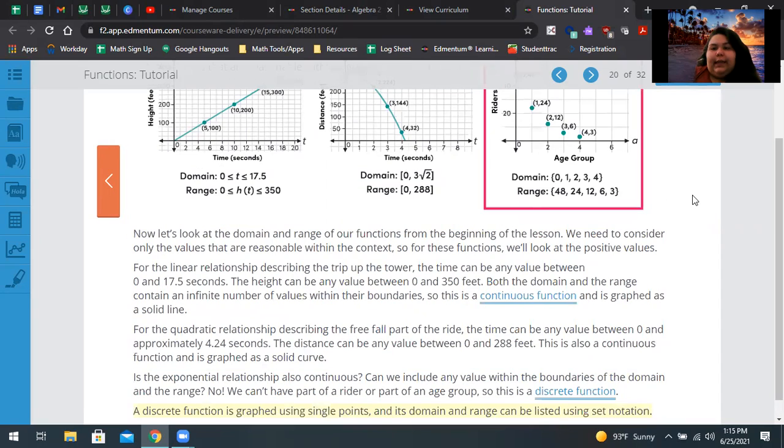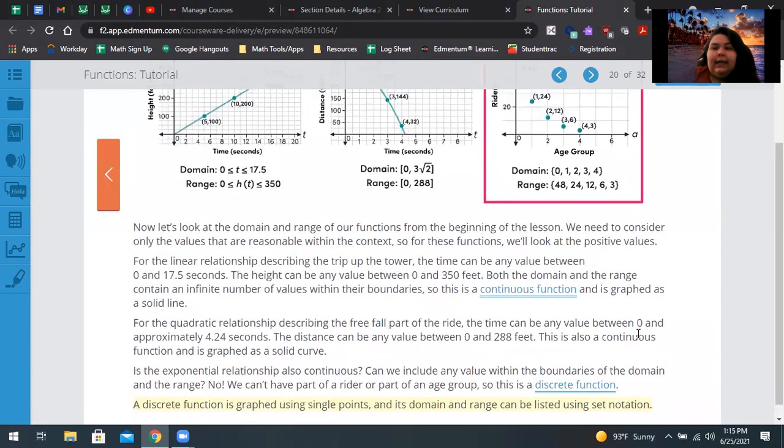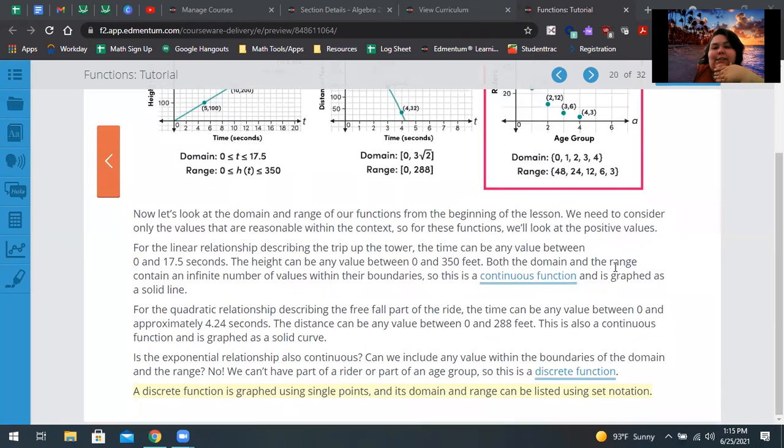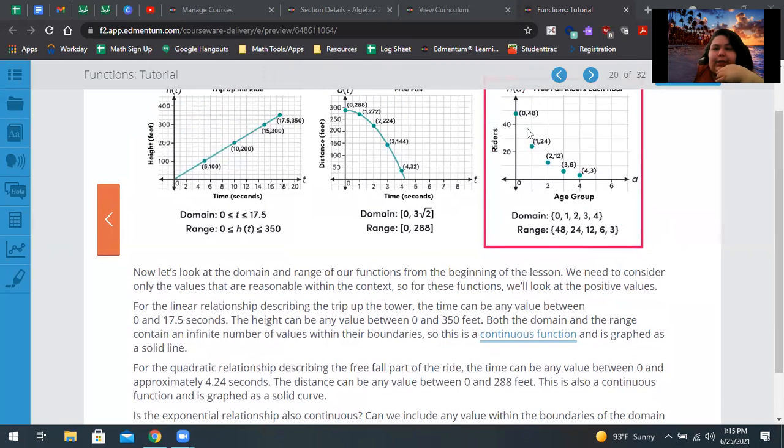Okay, so we're talking about the age group, which is these are discrete points. We're not going to connect dots like that and make it look like an exponential, even though we kind of determined before it is an exponential function. Remember, each point represents an age group, right? The reason we don't put that line is because it's a discrete function, meaning we're using only whole numbers.